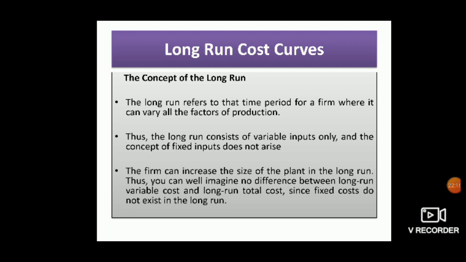So the long run refers to that time period for a firm where it can vary all the factors of production. Long run consists of variable inputs only, and the concept of fixed input does not arise. The firm can increase the size of the plant in the long run. Thus, you can well imagine no difference between long run variable cost and long run total cost, since fixed costs do not exist in the long run.